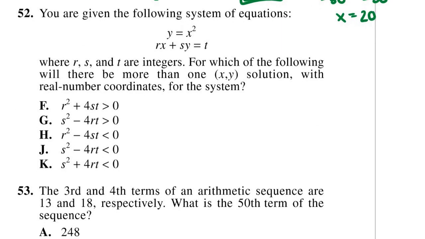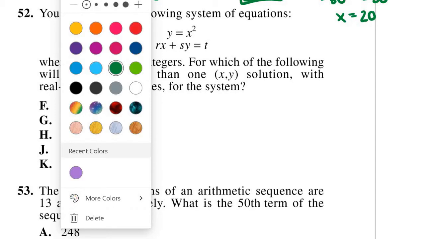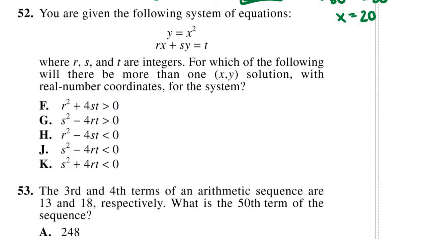Moving on to number 52, you are given the following system of equations. Y is equal to x squared and rx plus sy is equal to t, where r, s, and t are integers. For which of the following will there be more than one xy solution, with real number coordinates for the system?